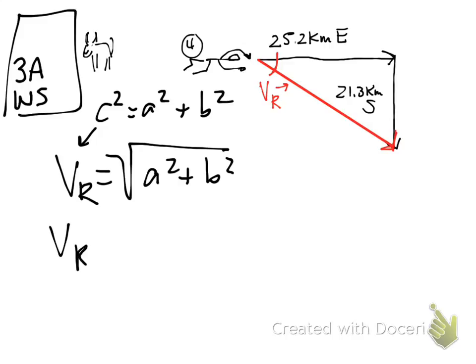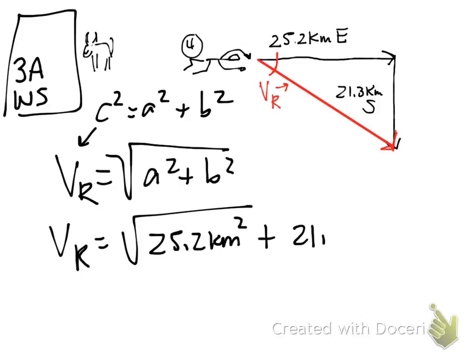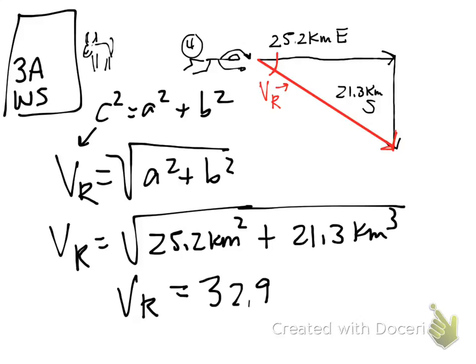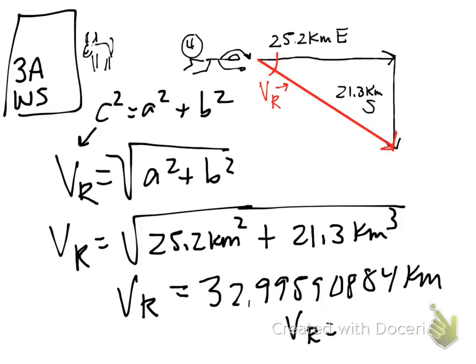So therefore VR is equal to the square root of 25.2 kilometers squared plus 21.3 kilometers squared. That gives 32.995908884 kilometers. And when we sig fig that, we can have 3. Ooh, this is one of those good tricky ones. What's that going to sig fig out to? 33.0. Okay, so we've got our resultant displacement.